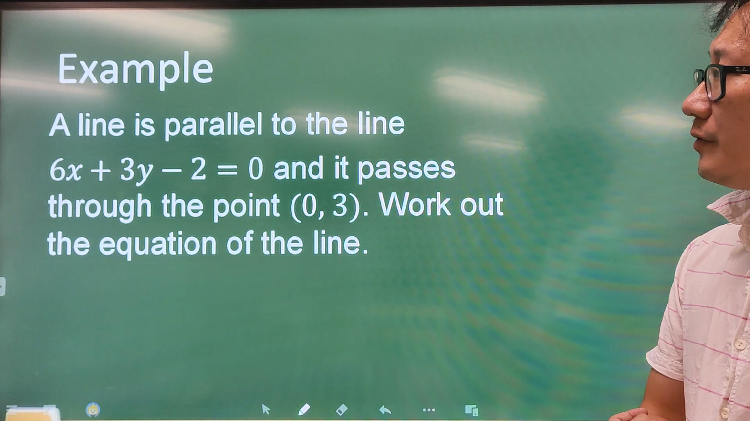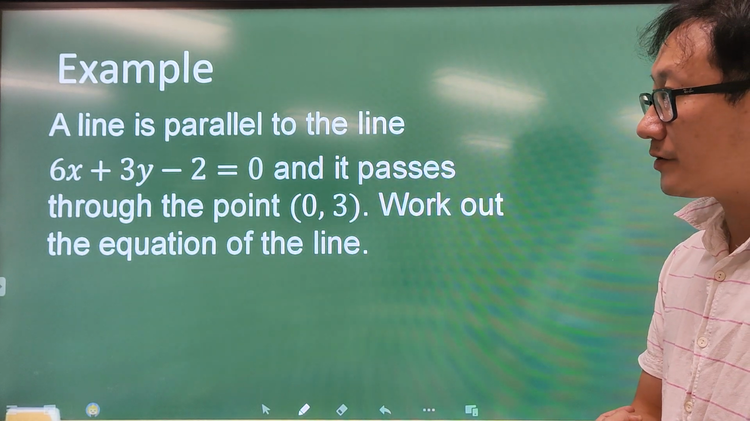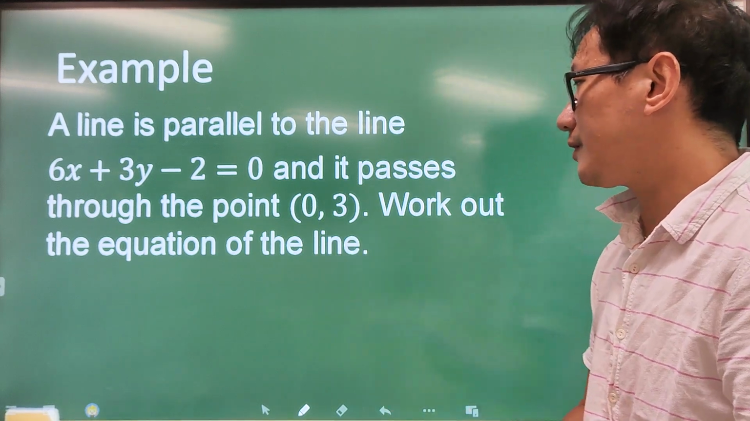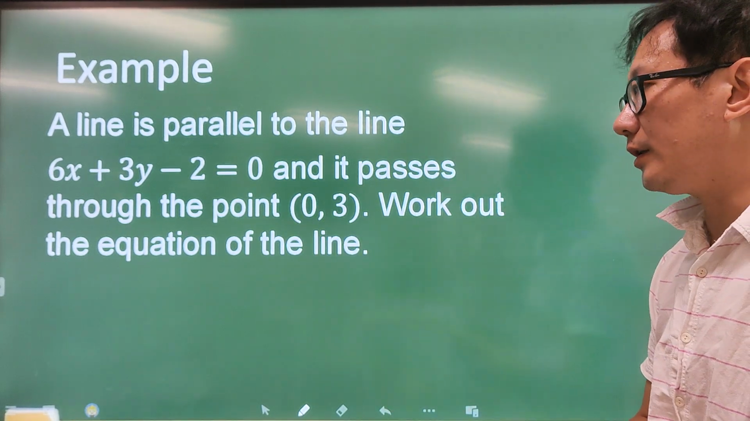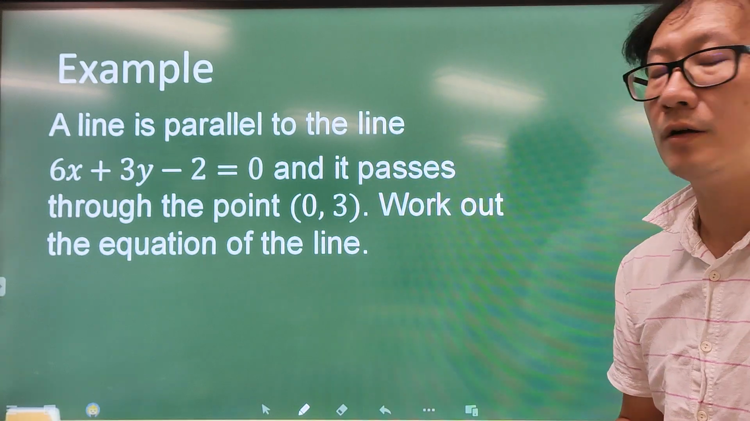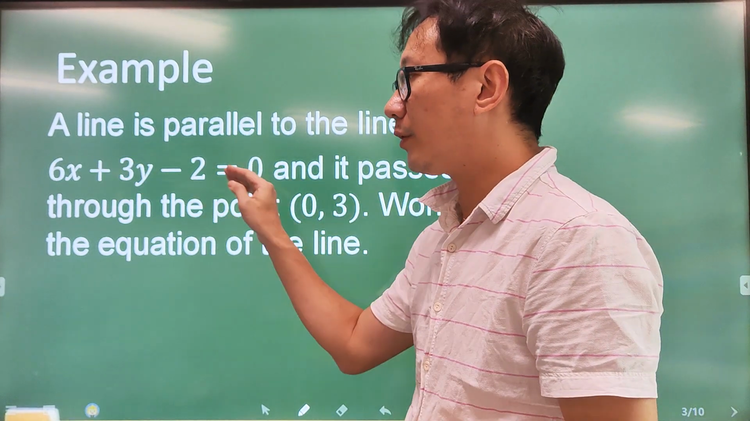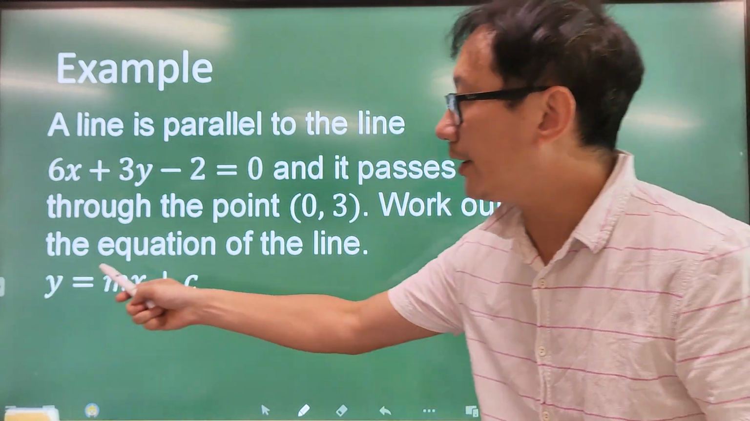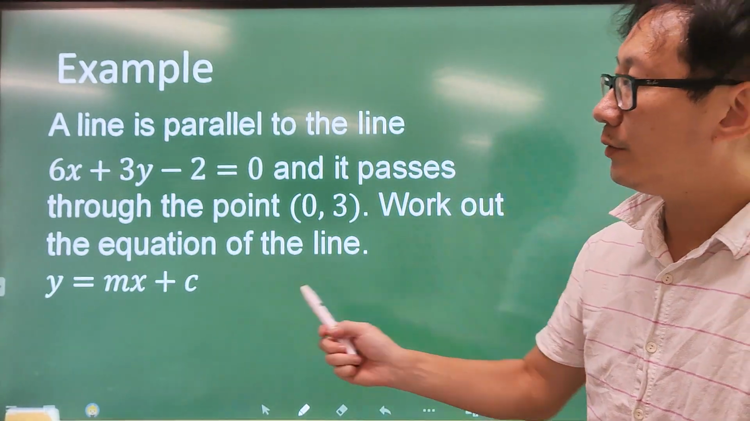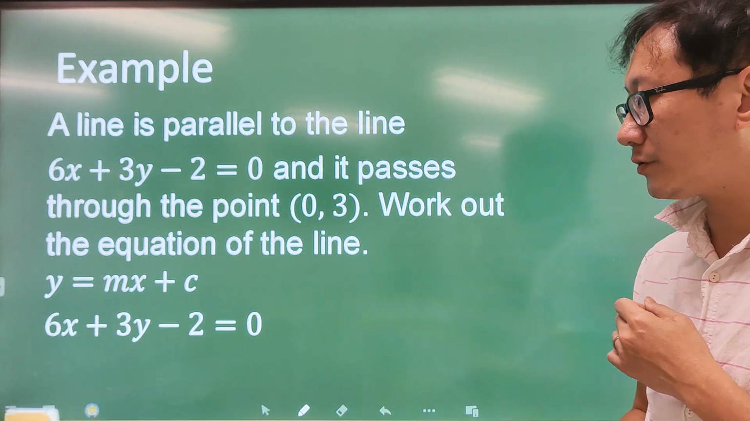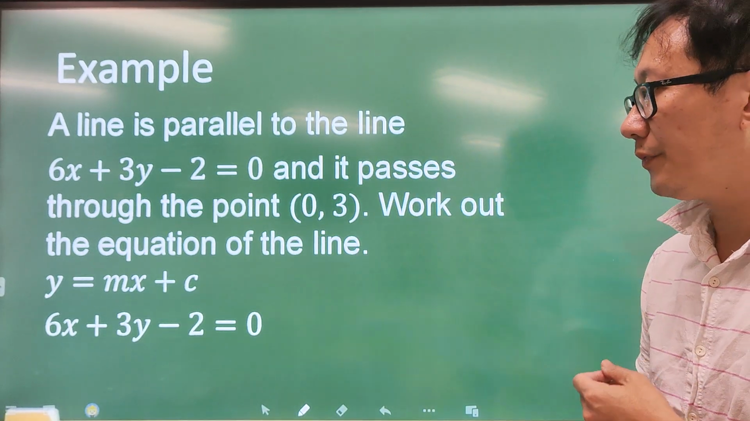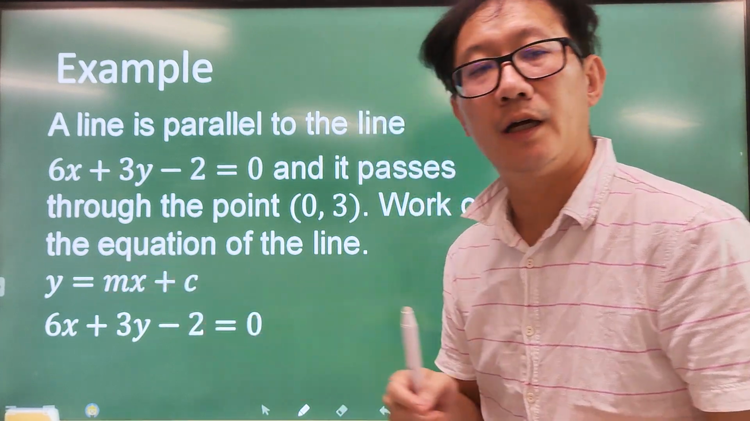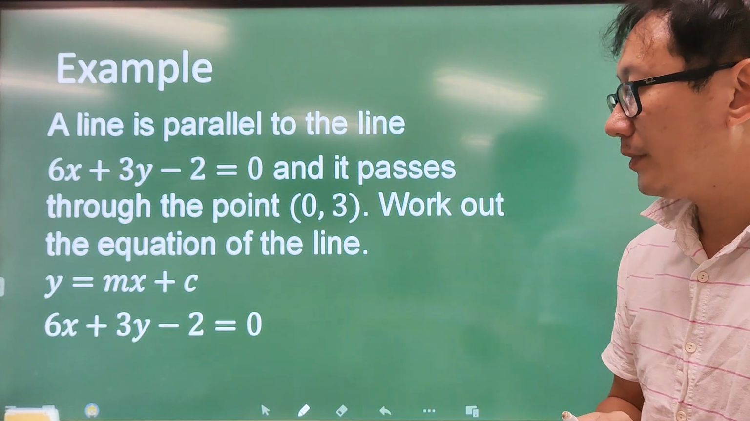A line is parallel to the line 6x plus 3y minus 2 equals 0, and it passes through the point (0, 3). Work out the equation of the line. Now, we want to compare this equation with the general form of a straight line equation, that's y equals mx plus c. We have 6x plus 3y minus 2 equals 0. We want to compare them so that we can work out the gradient.